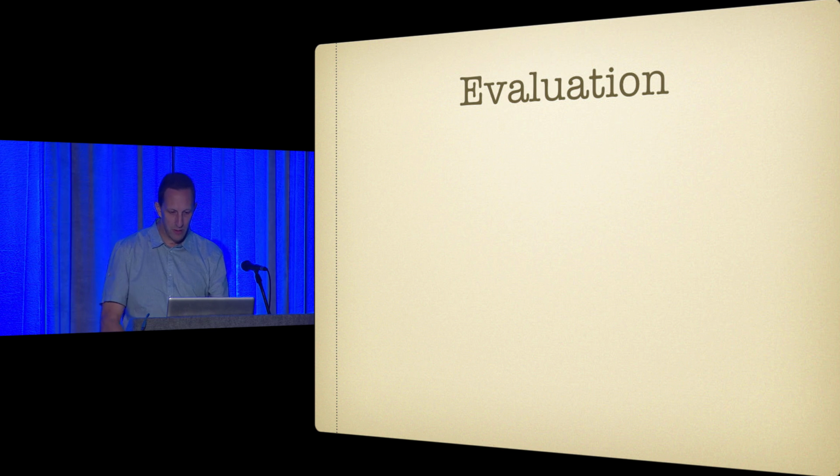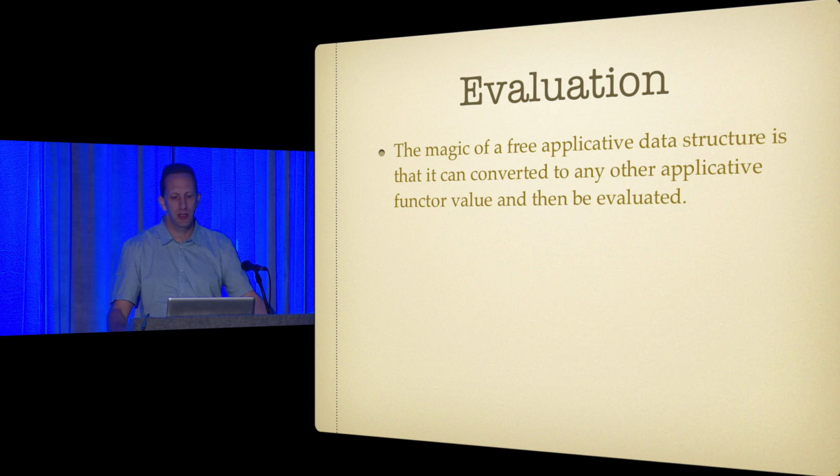Okay, now for the magic. So you have this nested tree structure, and now you've got to do something with it. So you evaluate it. Okay, now here's the magic of free applicative functors. This data structure that you've created with the free applicative can be converted to any other applicative functor value. And there are probably a large number of useful applicative functor types.